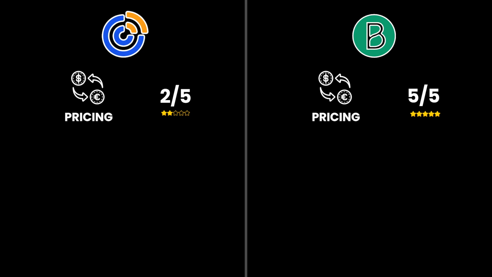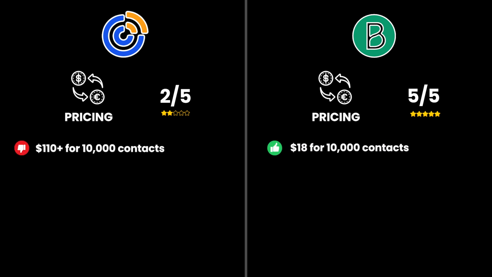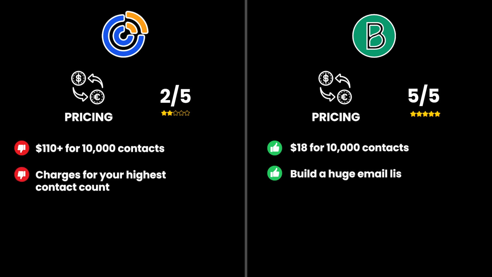For a business with 10,000 contacts sending 20,000 emails per month, you'll pay $18 with Brevo versus $110 with Constant Contact. Brevo's model means you can build a huge email list without worrying about costs until you actually send more emails, while Constant Contact charges for your highest contact count ever, making it much more expensive.